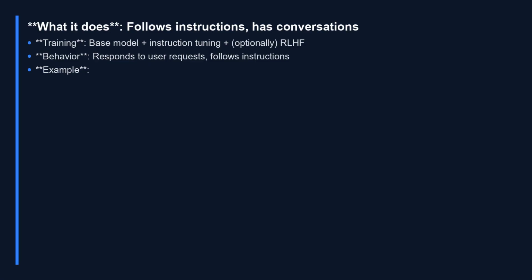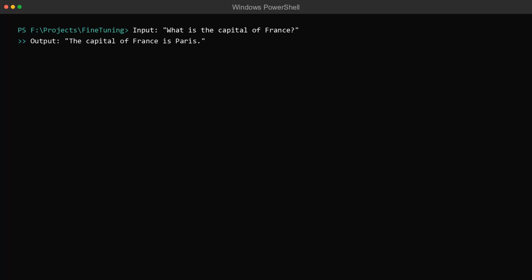A chat model starts as a base model, then gets trained further, first on instruction datasets and optionally through reinforcement learning from human feedback. The result is a model that understands the difference between a question and an answer, between a request and a response. Feed it "what is the capital of France?" and it will tell you the capital of France is Paris. It's not just completing text anymore, it's responding to intent. That single behavioral shift from text completion to intent response is what makes chat models useful for building real applications.